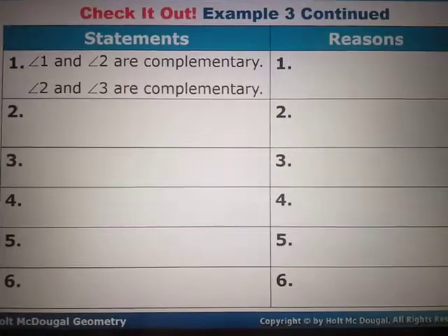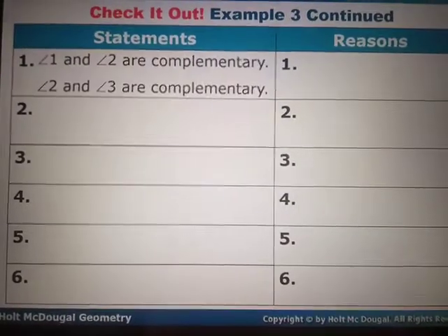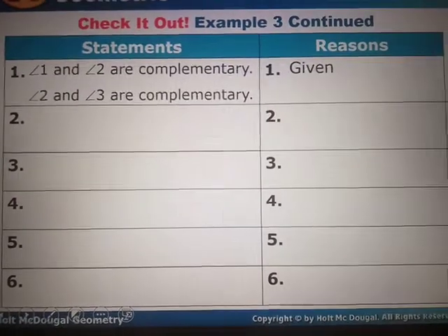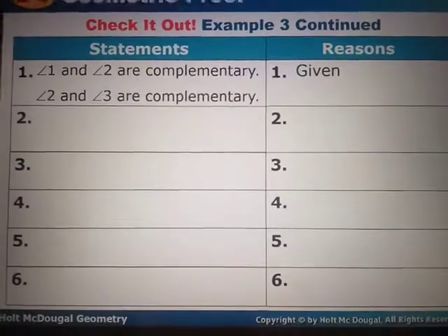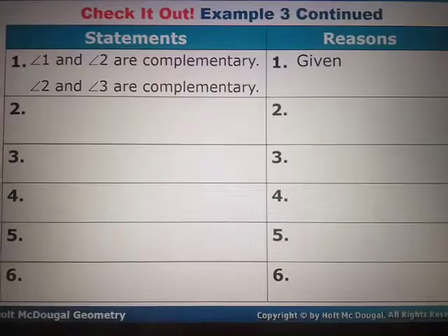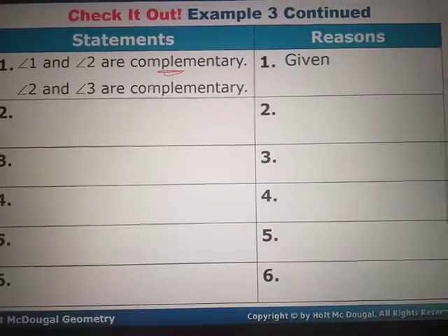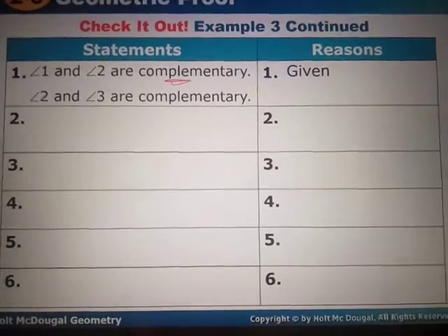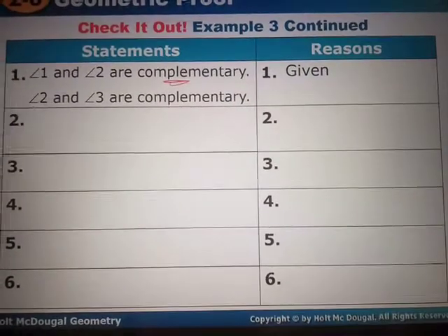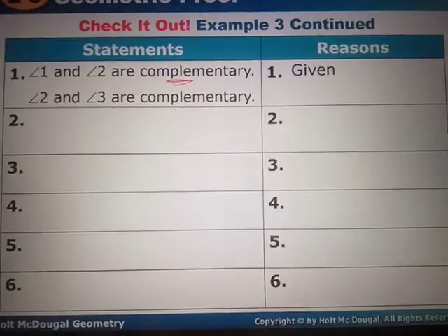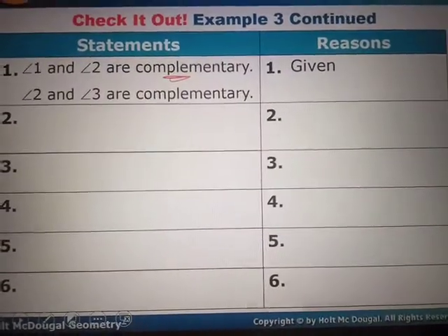From where you understood this? It's given. Complementary. What is the next step? Measure angle 1 plus measure angle 2 equal, what is the meaning of complementary? Equal 90. And measure angle 2 plus measure angle 3 equal 90, from the definition of the complementary angles.